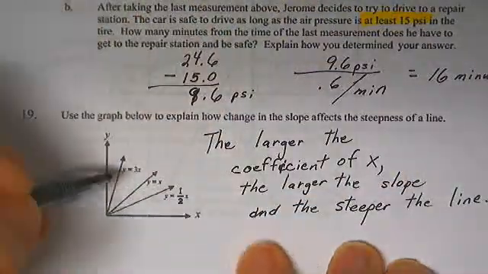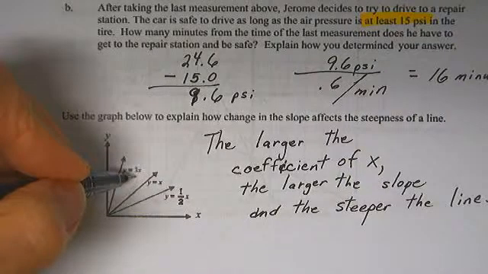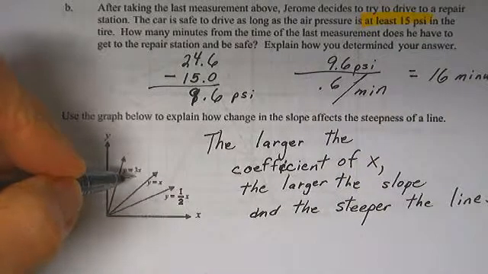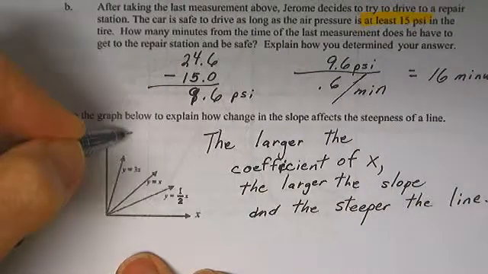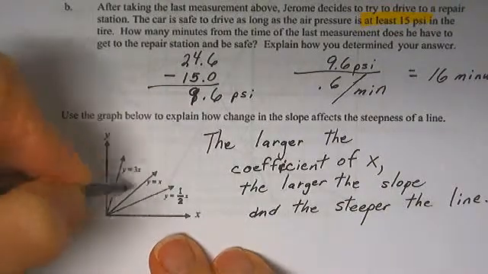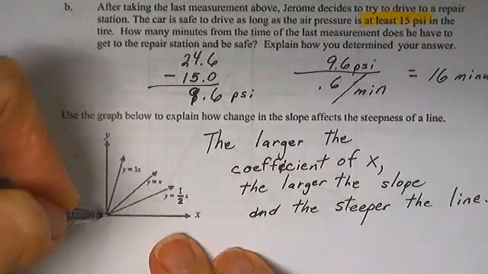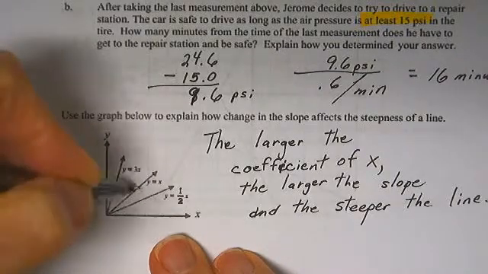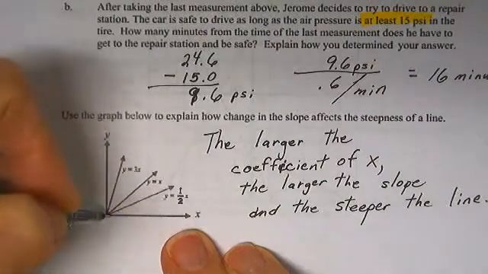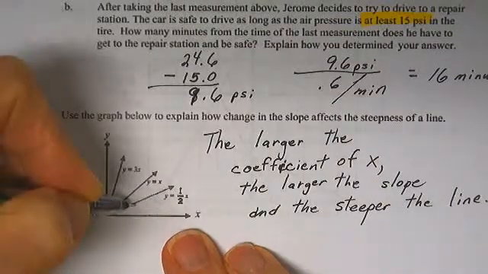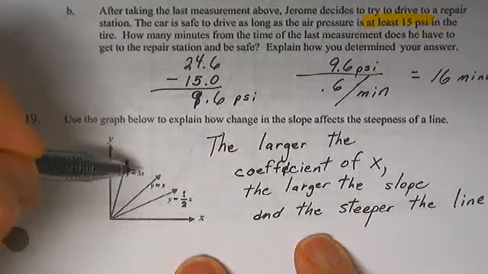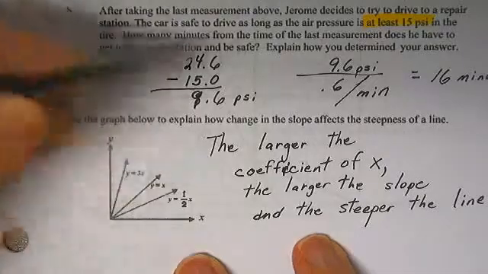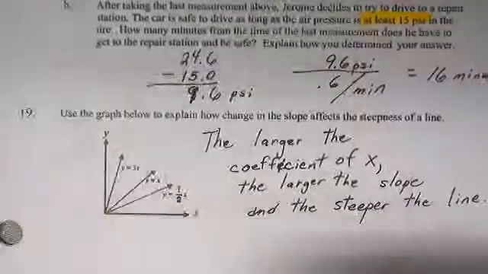We see, for example, this coefficient is 3x, up 3 over 1, up 3 over 1. Y equals x, up 1 over 1, up 1 over 1. Y equals 1/2 x, up 1 over 2, up 1 over 2. The larger the coefficient, the steeper the slope, the larger the number, the closer the line is to vertical.